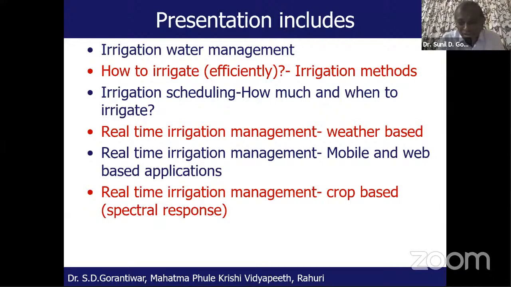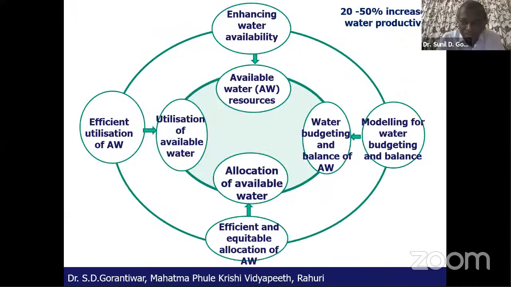But as you noticed from the previous presentation and the presentations yesterday and the day before, Washington State University has done a lot of work on the real-time management of agriculture based on spectral response. It has also provided a lot of research inputs to take this work to countries like India and other developing countries as well. So let us come to irrigation water management.